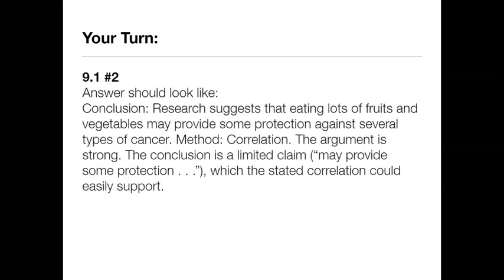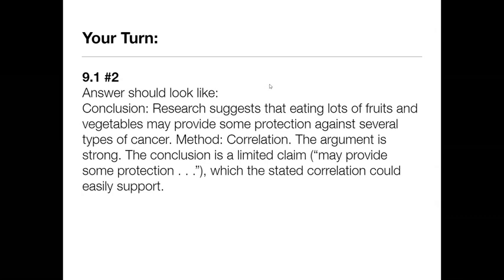So if we look at number 2, it's a good example of something doctors tell us, right? That we need to eat lots of fruits and vegetables to protect against several types of cancer. So if we were to do it on number 2, our answer would look like, research suggests that eating lots of fruits and veggies may provide some protection against several types of cancer. That's the conclusion. This is correlation, right?